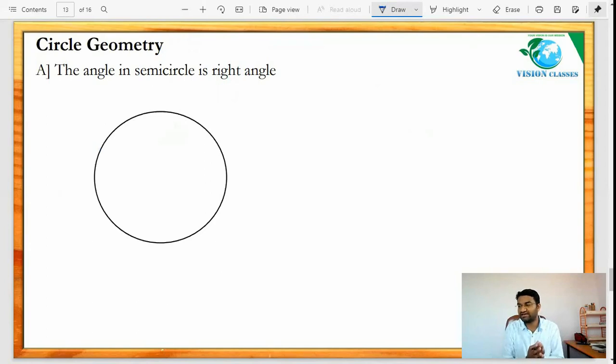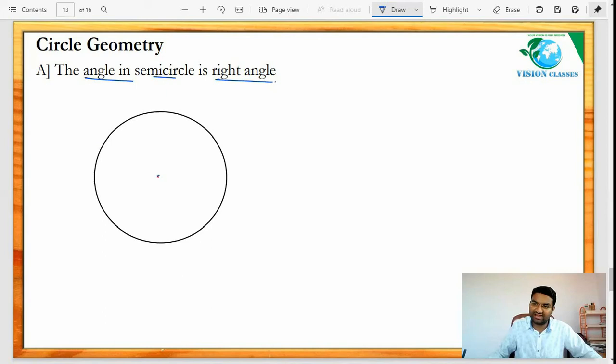Now, next, angle in the semicircle is a right angle. These are just basic concepts that we have to discuss as a part of circle geometry, because we need these conceptual points to solve some of the difficult exam questions. Okay, they are not directly asked, but they are asked indirectly in your exam. So we have to discuss. Let's say this is the angle in the semicircle is a right angle.